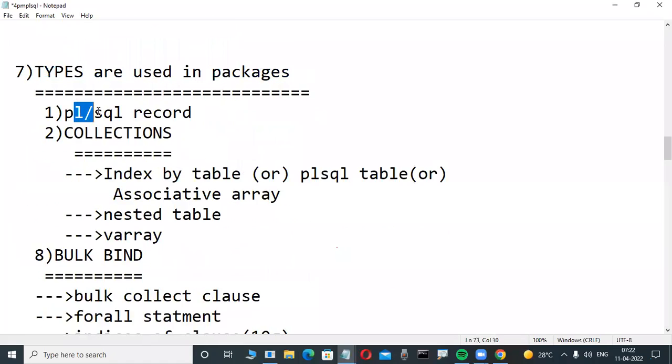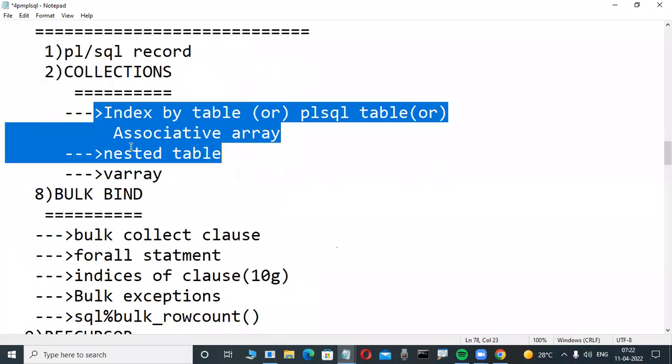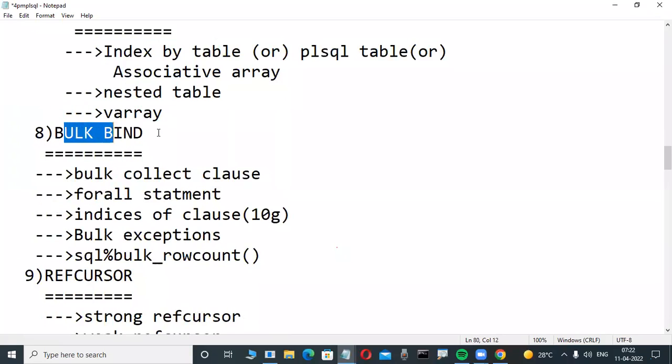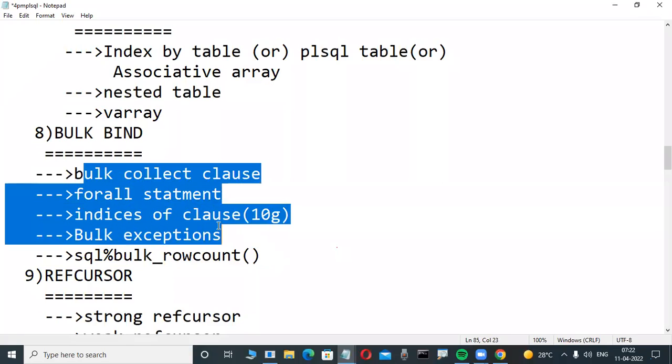Individually I will tell you PLSQL record, index-by table, nested table, VARRAYs. These are called collections. Once we are good at collections, then bulk bind is a performance tuning concept. In that bulk bind, there are the most powerful bulk exceptions, and the BULK COLLECT clause. Those are all the things we are learning.